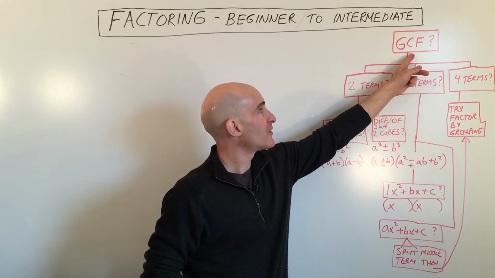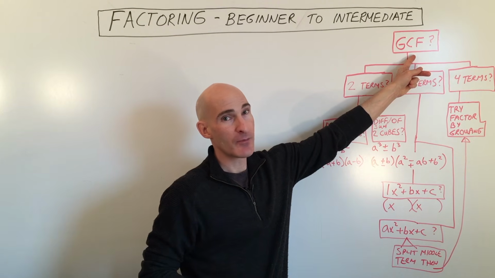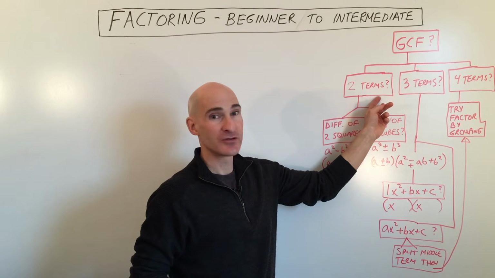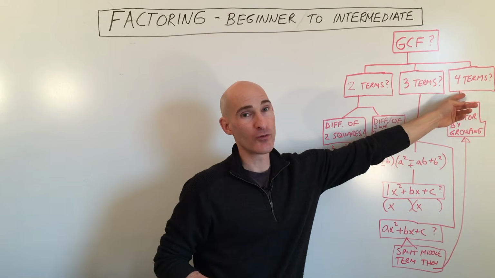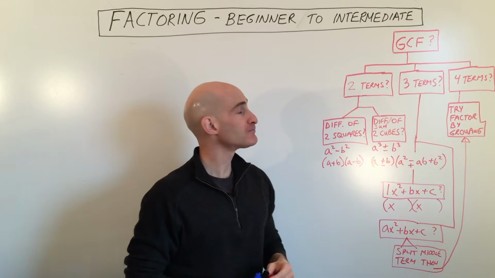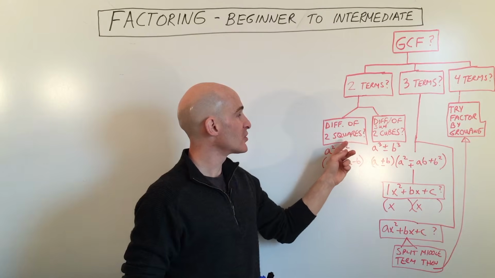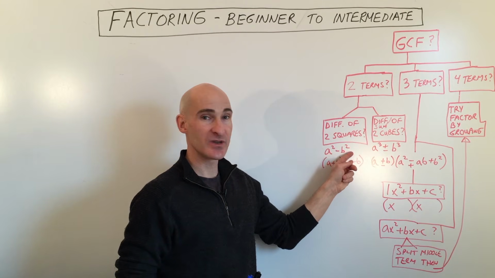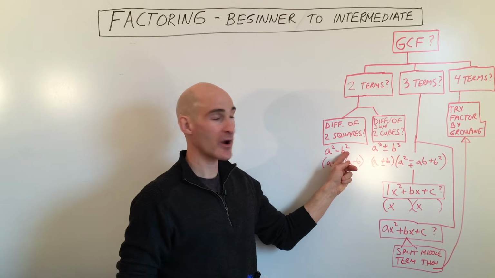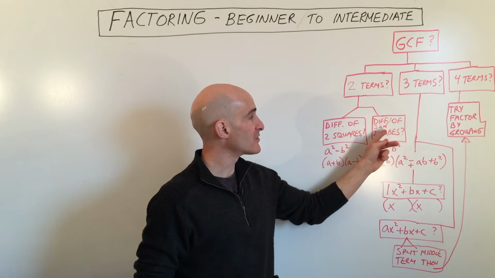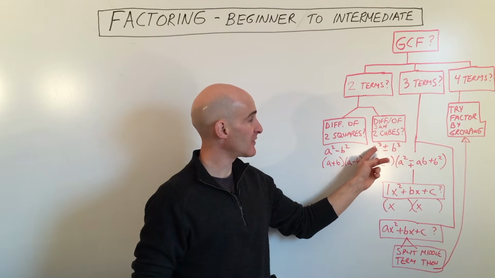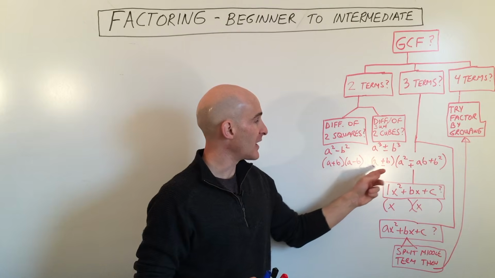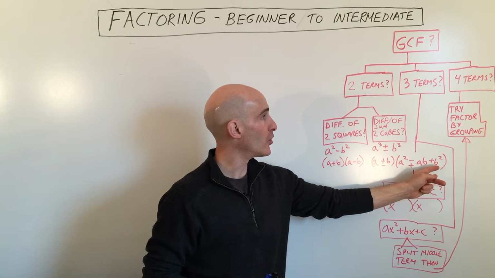So once you factor out the greatest common factor, if it does have one, it might not have one, then you have to ask yourself, does the polynomial have 2 terms, 3 terms, 4 terms, or maybe even more? If it has 2 terms, it could be a difference of 2 squares, a squared minus b squared, so a perfect square minus a perfect square. Or it could be a difference or sum of 2 cubes. So you have to see if they're both perfect cubes, either added together or subtracted. And then we have a formula for factoring those.